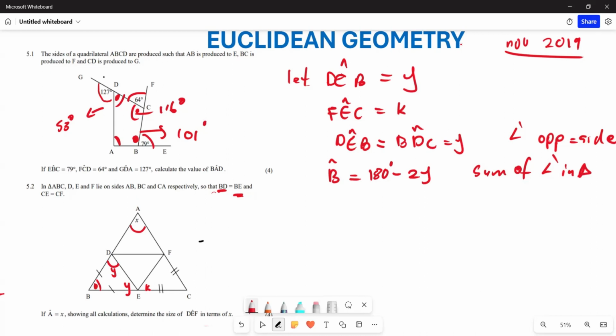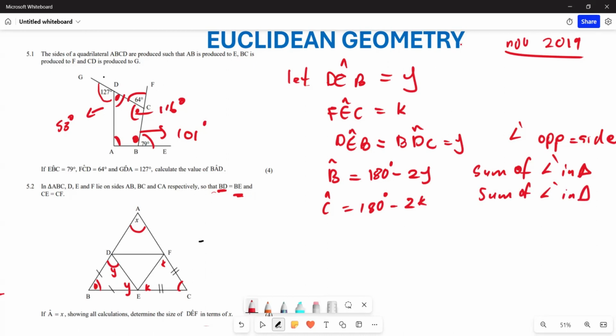Secondly, similarly, the same is true for your angle C on this side, because this one is also going to be equal to k. Your angle C is also going to be equal to 180 degrees minus 2k. The reason is the sum of angles in a triangle. This is the same scenario in these two triangles.